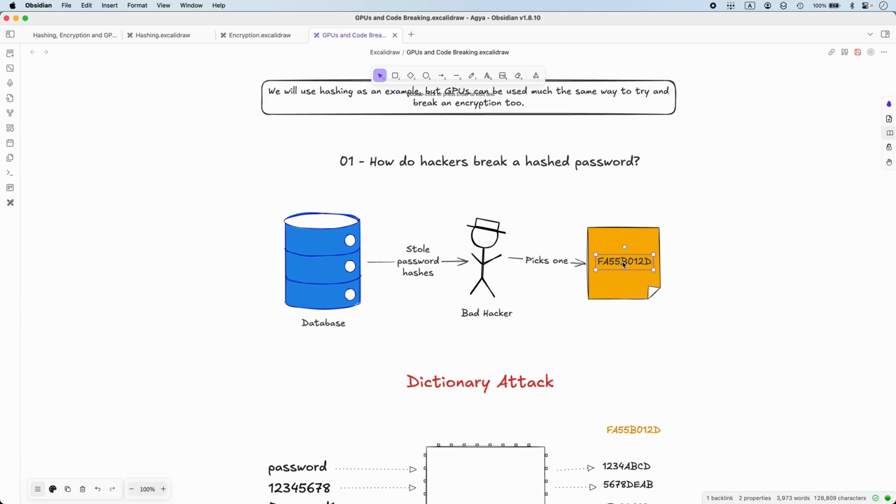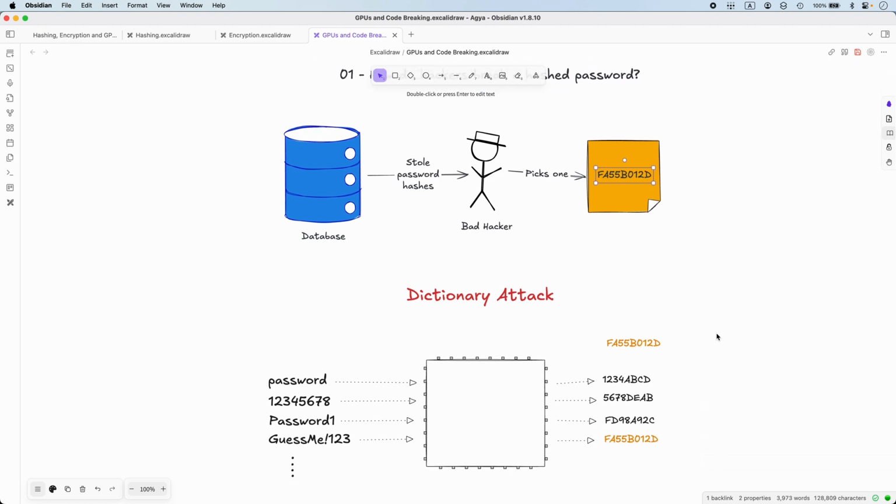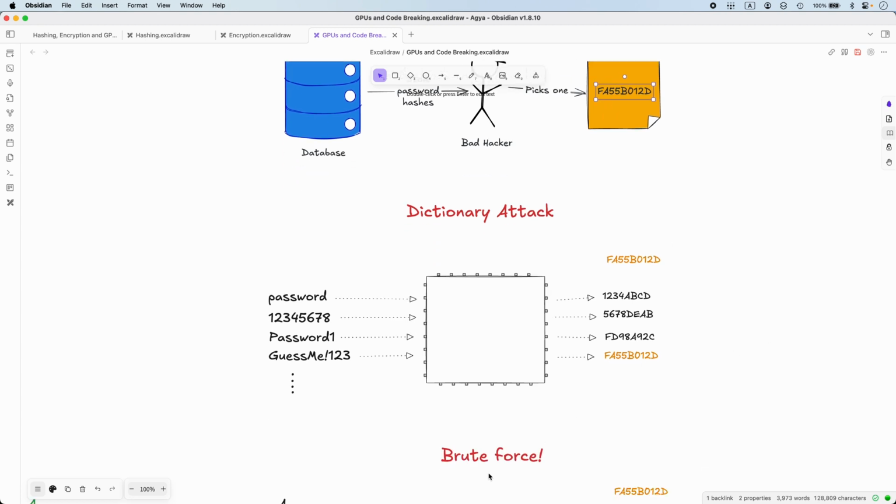Let's say he picks one, and for the sake of this video, let's assume that this is what he's looking for. So one of the ways of attacking this, there are various attacks. Two of the most popular are brute force and dictionary. The dictionary attack uses human psychology more or less. When you are setting a password, you are going to set a password which is easy to remember. Some of the most used passwords are password and 12345678, something like that, right?